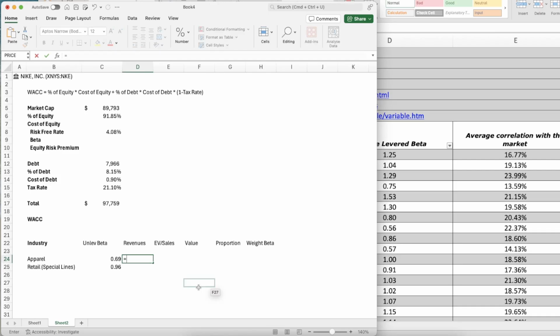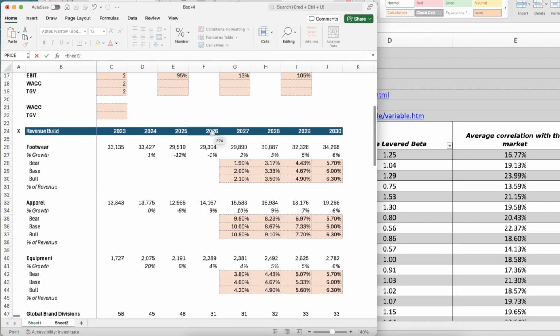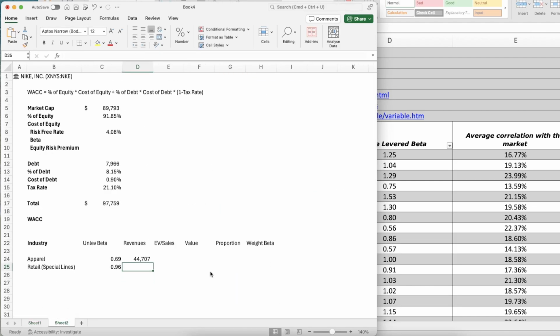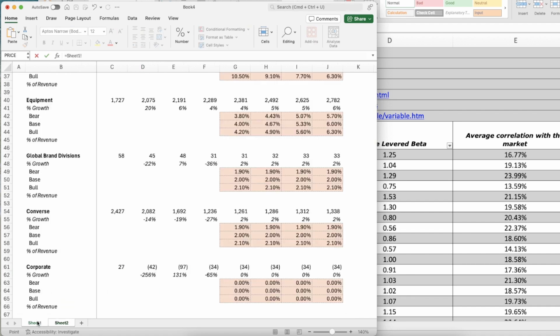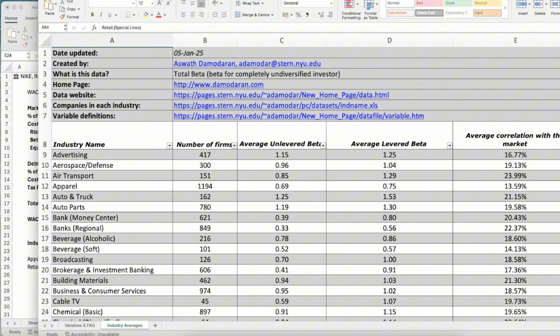The revenues, we go equals apparel, so footwear plus apparel plus Converse. Then you just ignore those last two. They're not really relevant. And retail special lines, you just go gym equipment. Maybe yeah, just do these for the sake of it. Go EV to sales. Come down.